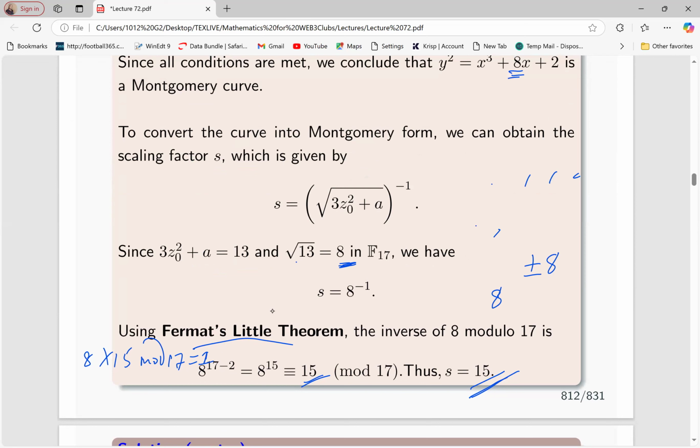The negative part is supposed to be negative 8 plus 17, because you're doing it mod 17, which is 9. So we picked this, and you will also have picked this. There was no problem. You would have picked this, but we chose this one. We shall come back and choose on this.